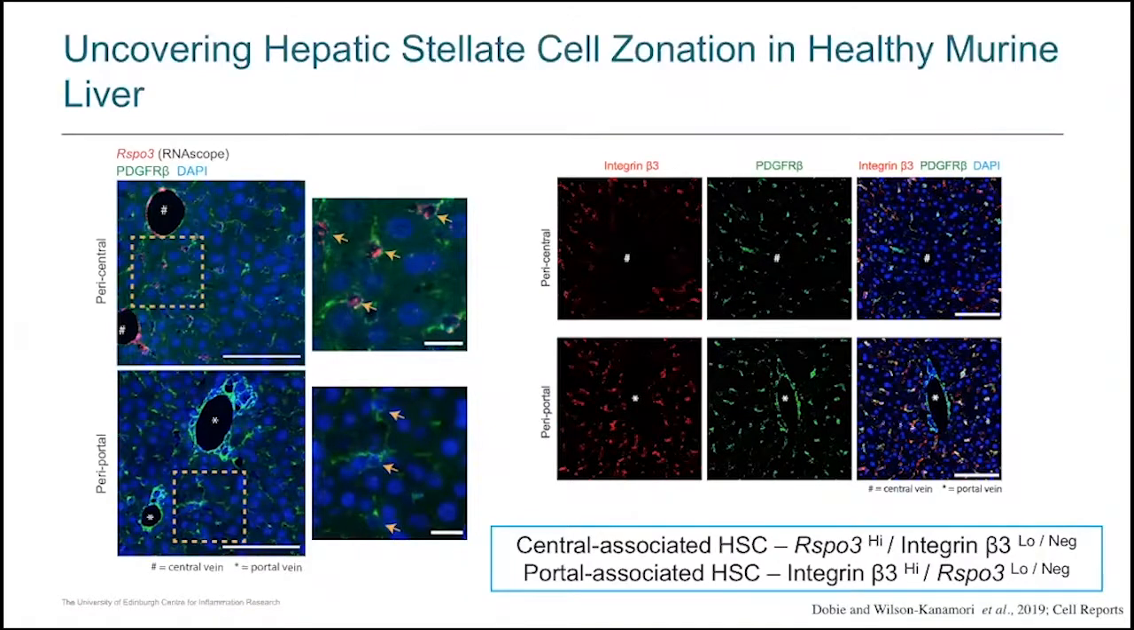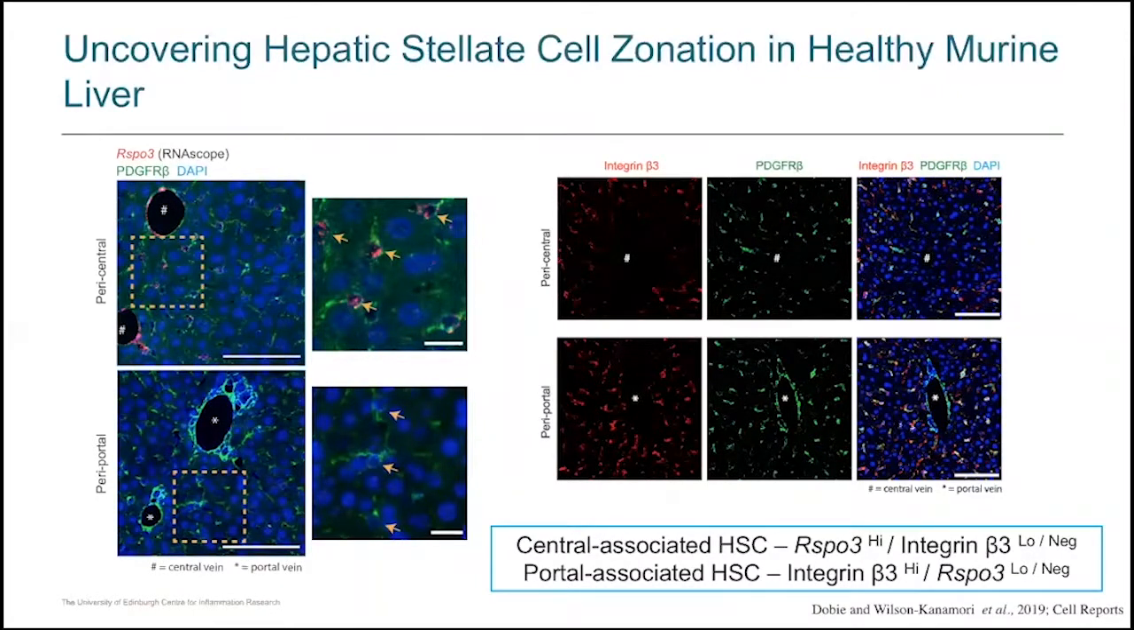RSPO3 showed a similar expression profile to our central associated marker ADAM-TSL2, and, like ADAM-TSL2, it labeled central associated stellates, as indicated by the yellow arrows. Again, RNAscope allowed us to gain vital spatial information when no suitable antibodies were available. ITGB3, also known as integrin beta 3, showed a similar expression pattern to our portal-associated marker NGFR. And like NGFR, it labeled portal-associated stellates.